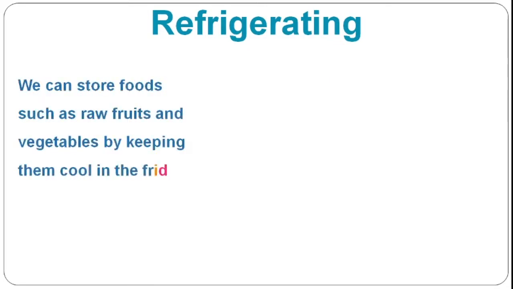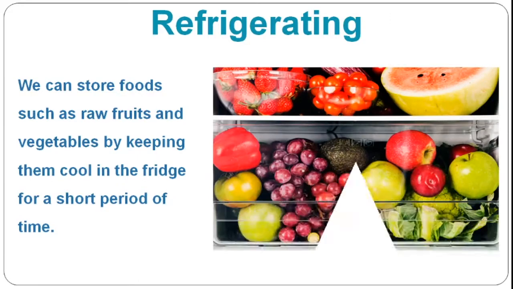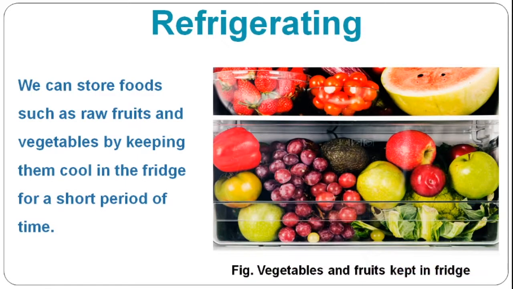Now comes refrigerating. We can store foods such as raw fruits and vegetables by keeping them cool in the fridge for a short period of time. You might have seen your mothers storing vegetables and fruits in the fridge to keep them fresh and stay in good condition for a longer period of time.